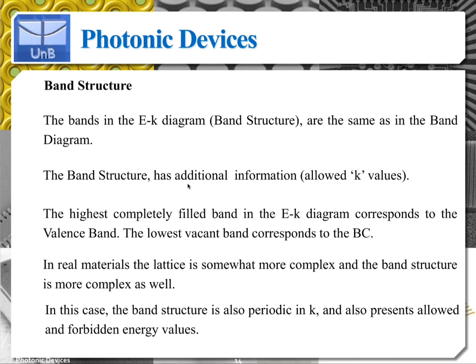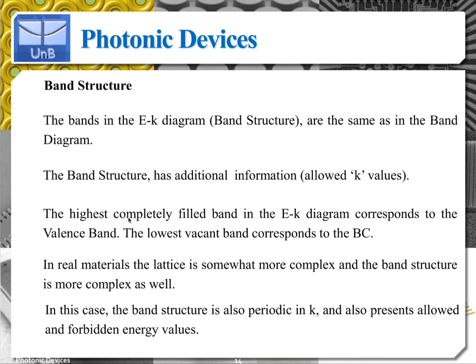The band structure has additional information, so you can see the allowed K values, where K is the magnitude of the wave vector K. So it implies the wave nature of the wave function, but also K is associated with the linear momentum of the electron. So the electron, in a sense, behaves like a wave, but if you want to find the momentum of it, we're going to see that the K has an association with that as well, and that information you can get from the band structure.